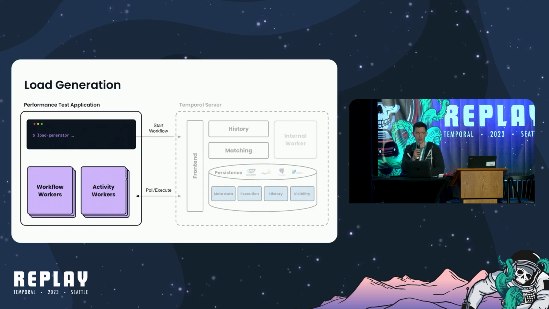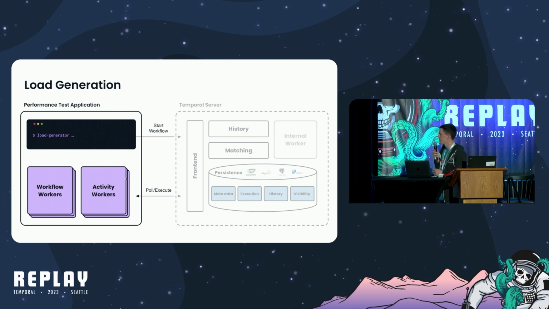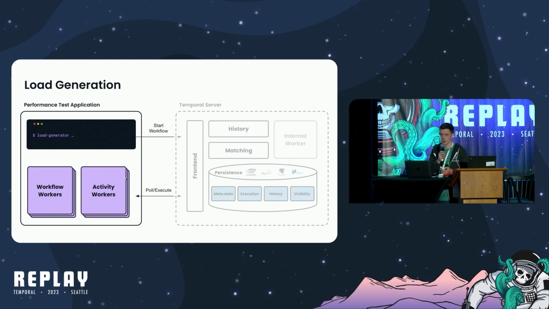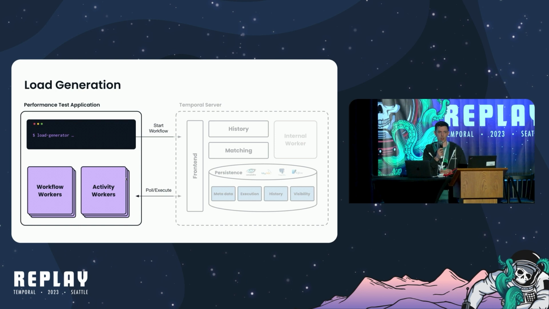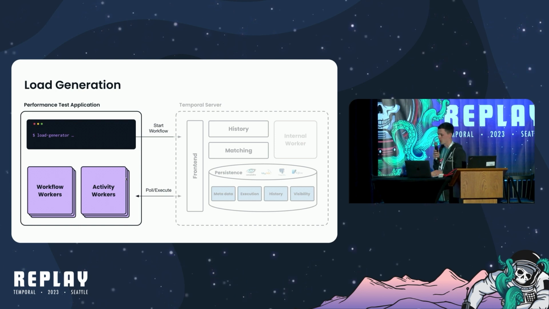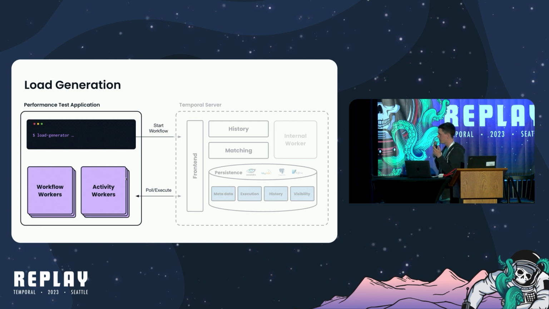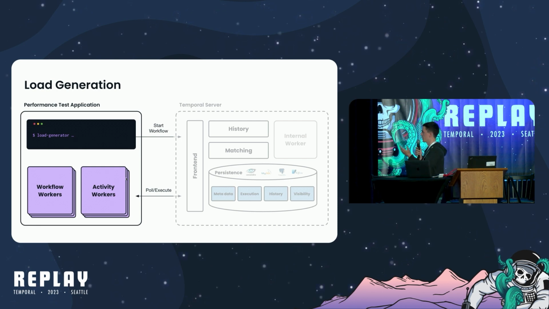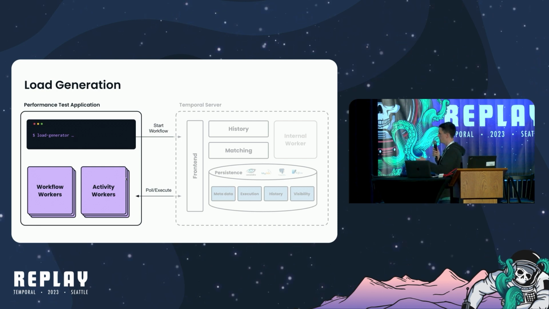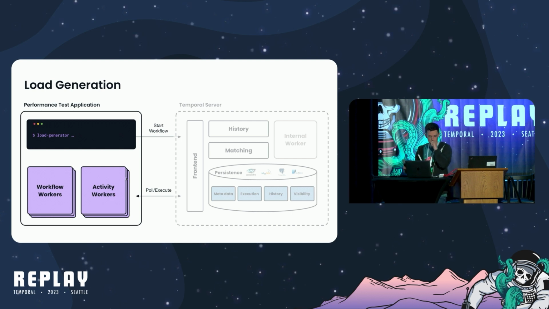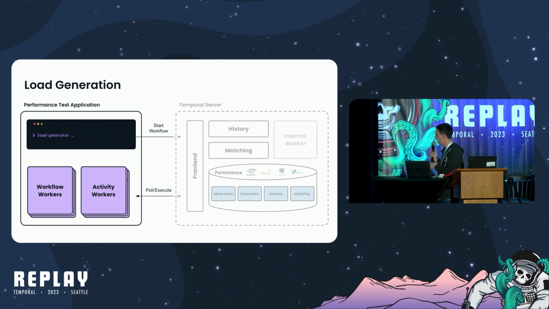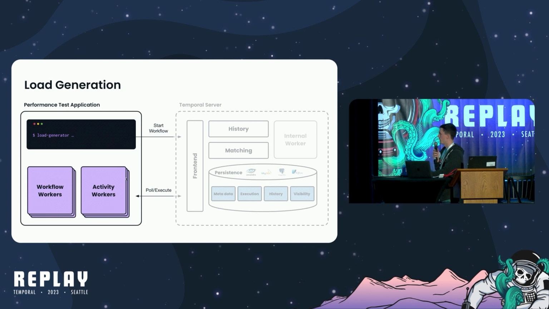So let's talk about load generation. Just as your normal application would, the input here is workflows. You're going to start workflows. You want to do that in a controlled way. There's various ways to do this, but the basics are always going to be the same. You're going to be starting some workflows, your worker's going to be polling for those, and then executing, and you're going to watch what happens.